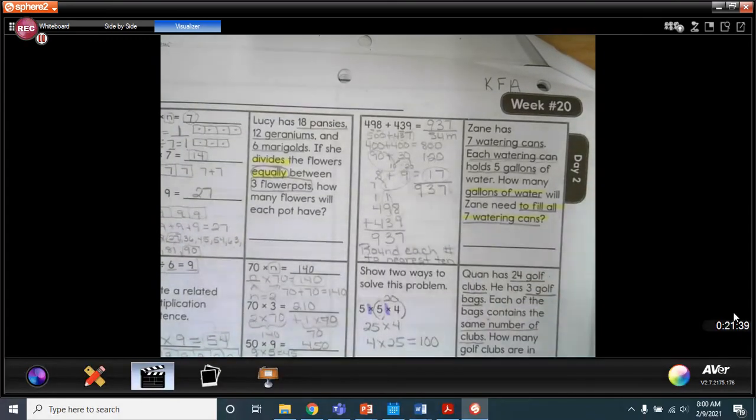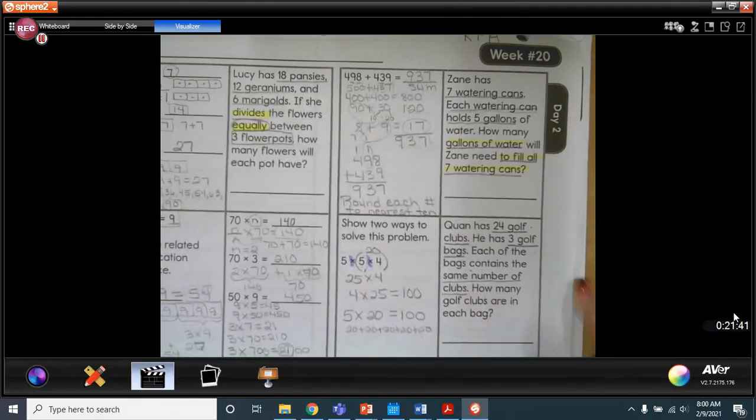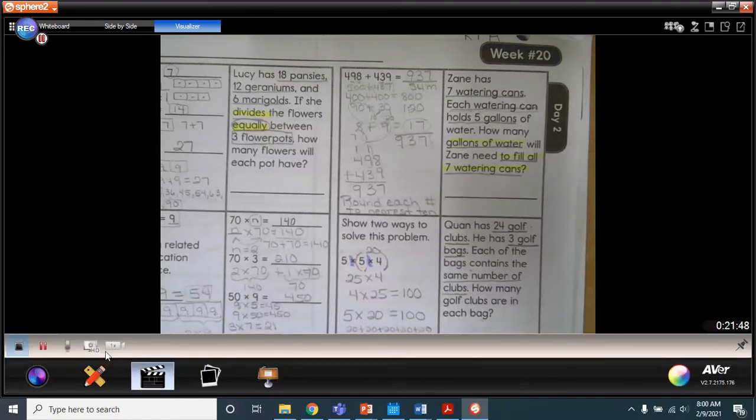Okay, I can't wait to see what I get today. It'll help us practice our skills of rounding and continue that thinking.